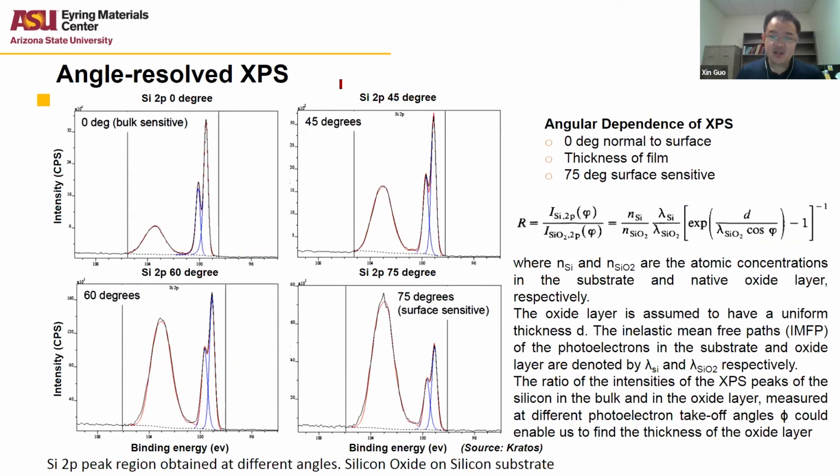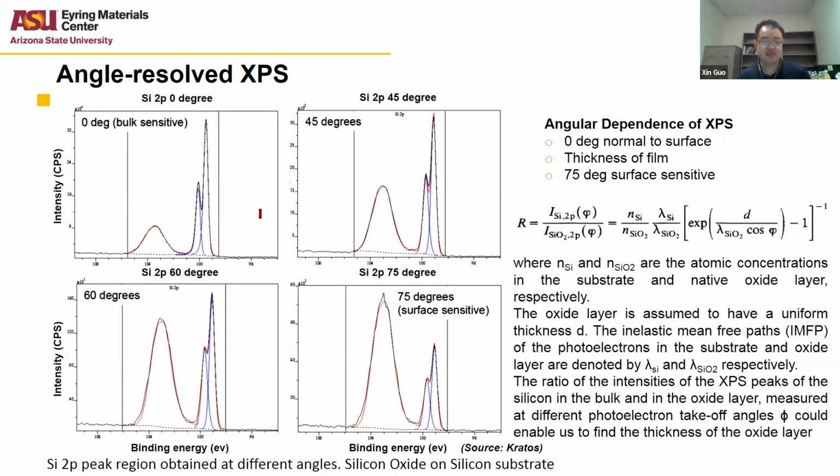So not only can we do the chemical state imaging and conventional survey spectra, high resolution spectra, we can also do the angle resolved XPS with new Supra Plus. Here shows an example for silicon oxide on the silicon substrate. And if we acquire the angle resolved spectrum at 0 degree, usually that's the photoemission direction normal to the sample surface, we obtain the bulk sensitive spectrum that shows elemental silicon 2P in the largest intensity and the oxide silicon 2P in a smaller intensity.